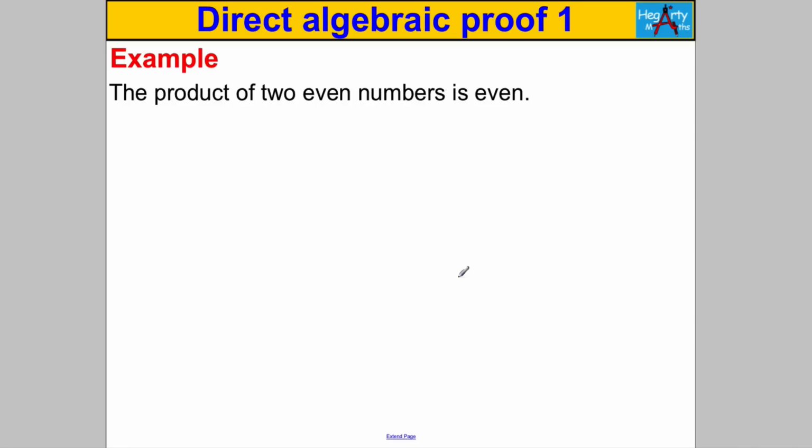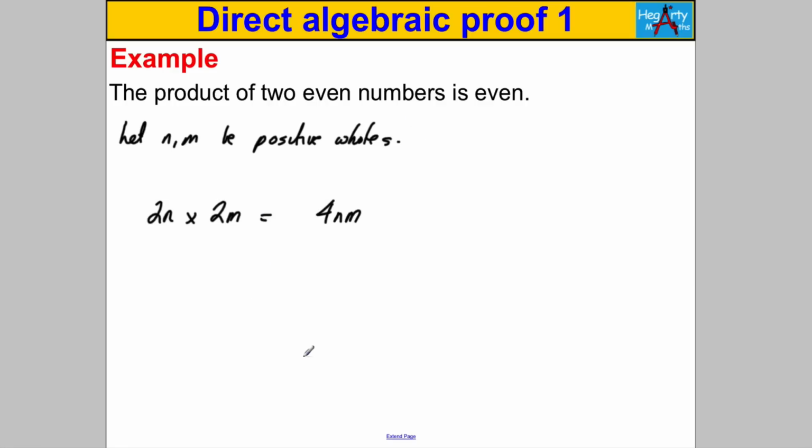Let's try another one. Pause the video and have a go. Now this time it says the product of two even numbers is even. Well, let's let n and m be positive wholes again. We know for sure that 2n is therefore an even number, and we know that 2m is an even number. And we're doing the product, so we're asked to multiply these and check if it's even. If we multiply these, we get 4nm.